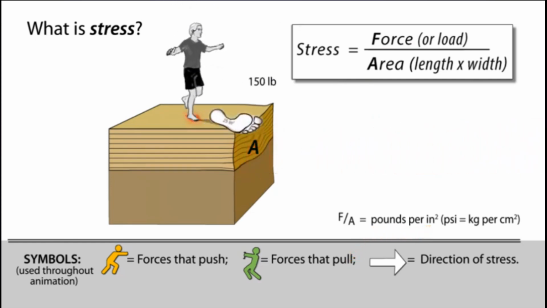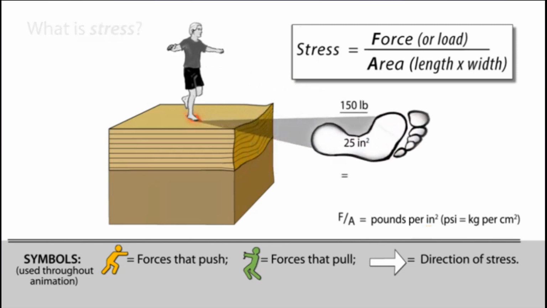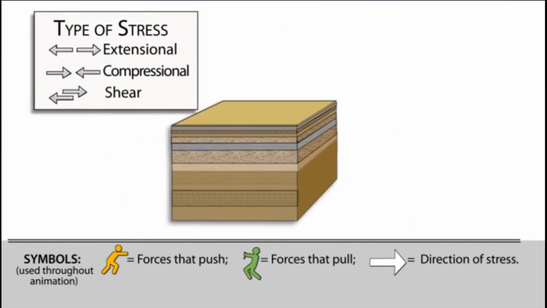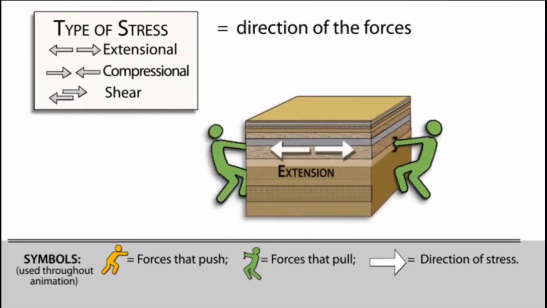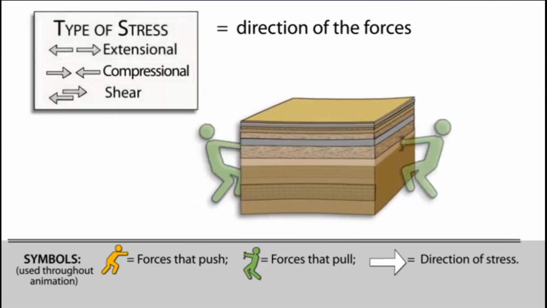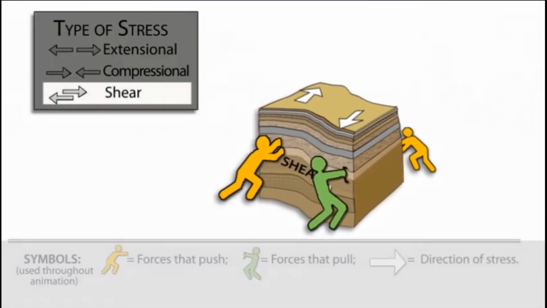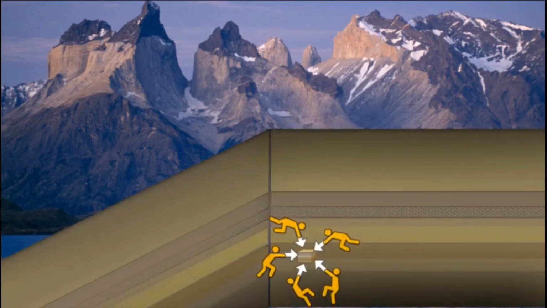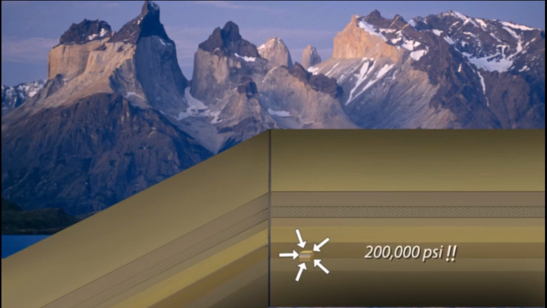For example, a 150-pound person standing on the ground exerts about 6 pounds per square inch on the sole of their foot. The type of stress describes the direction of the forces acting on it. For example, tension pulls, compression pushes, and opposite horizontal forces shear. 30 miles deep, rock undergoes a compressive stress in all directions that is nearly 200,000 pounds per square inch.